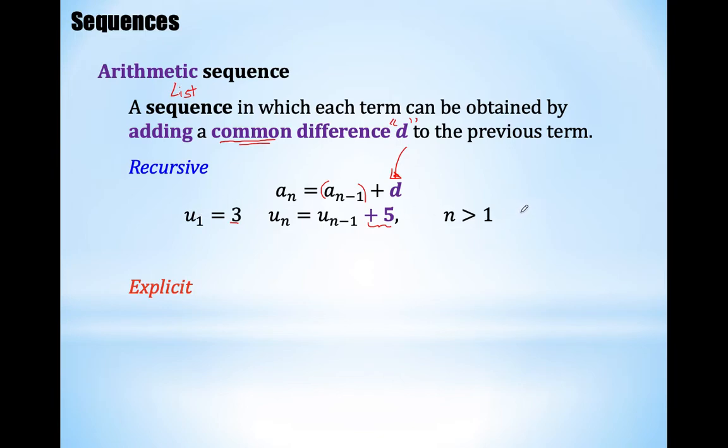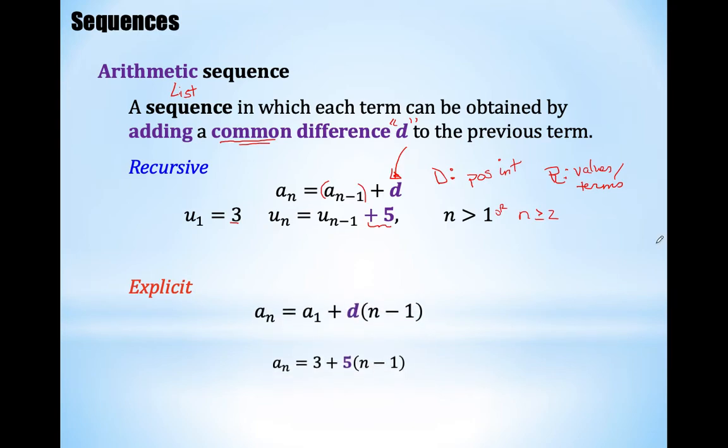I could also do this. I could also write it like this. Because again, remember, your domain is positive integers. What you are inputting is positive integers, and what you are getting out are values of the sequence. Values or terms of the sequence. Okay?